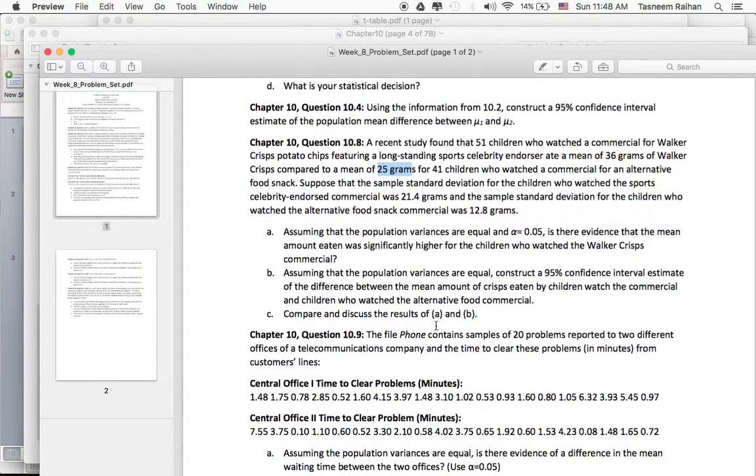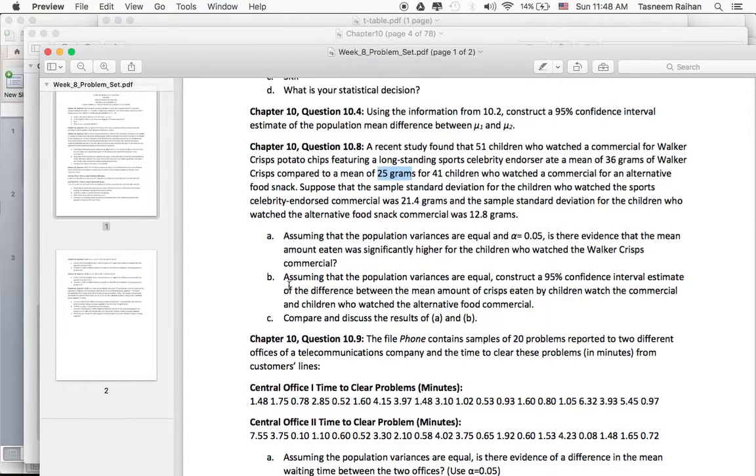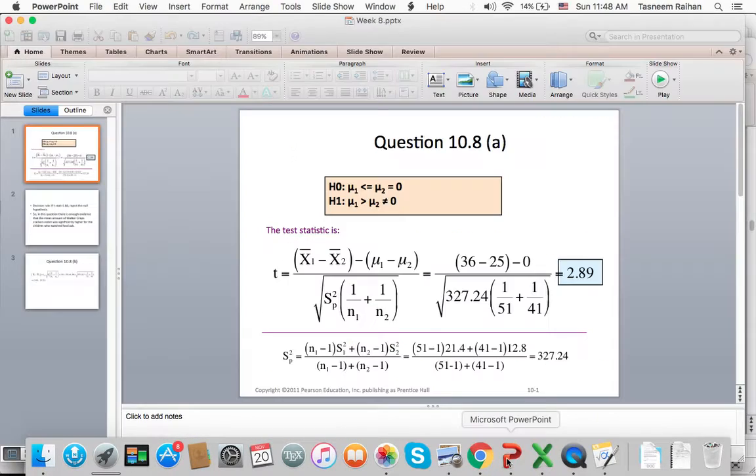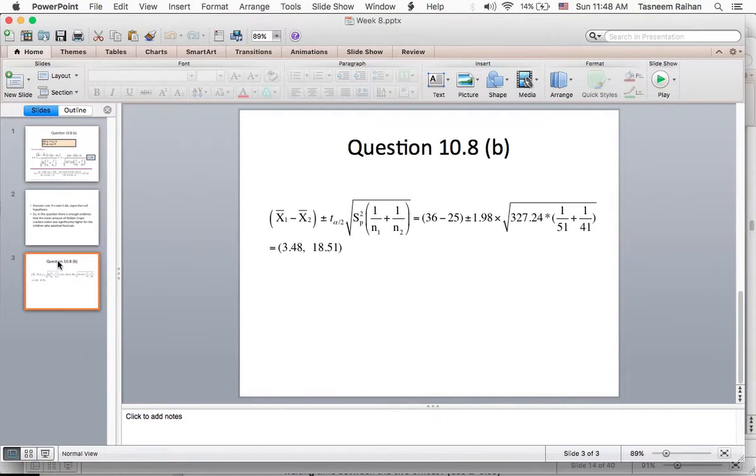Here's the question, 10.8b. Assuming that the population variances are equal, constant, between the mean amount of crisps eaten by children who watch the commercial and children who watch the alternative food commercial. So let's come back to our answer for 10.8b. Here we go. The confidence interval is always constructed in this manner whenever we are comparing two sample means from two different populations, and this formula will be provided to you.